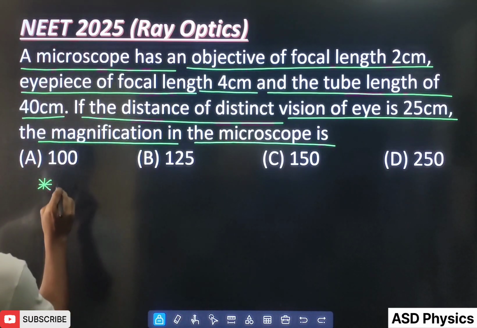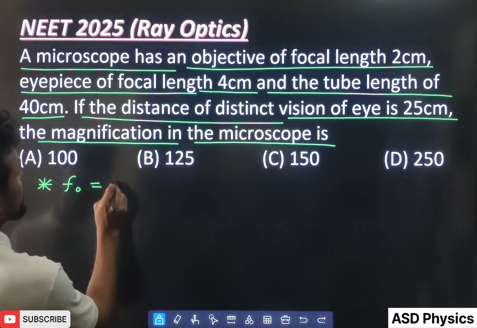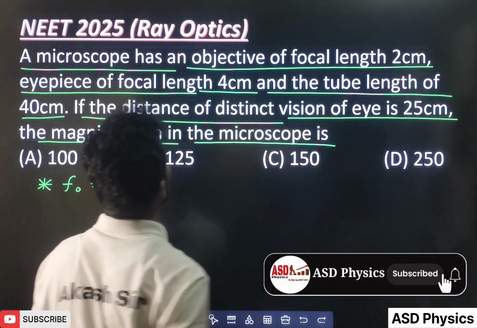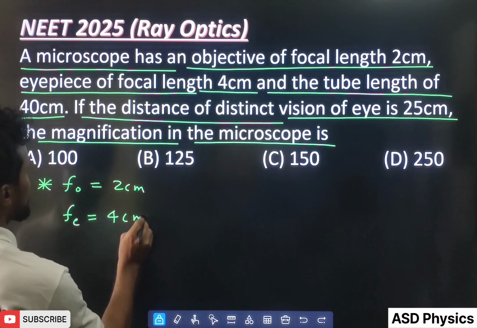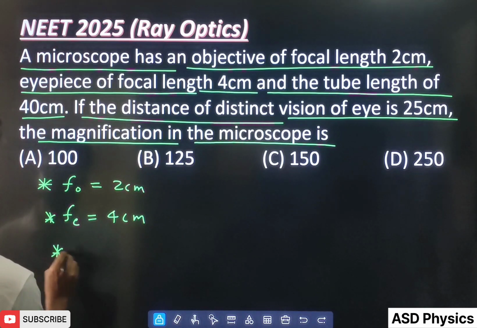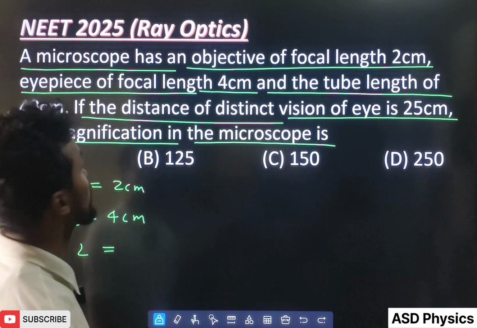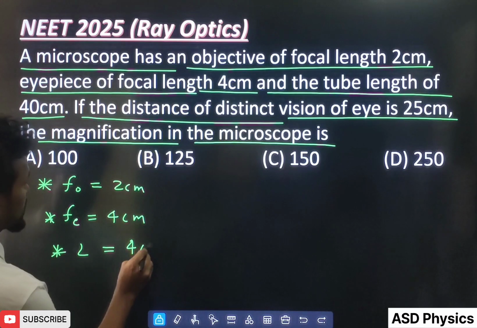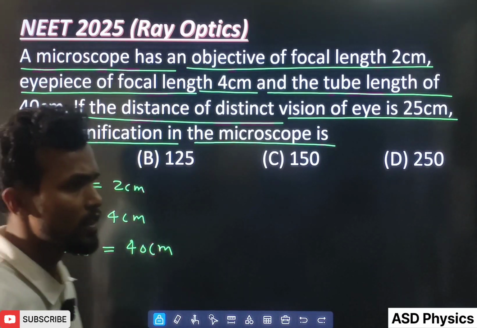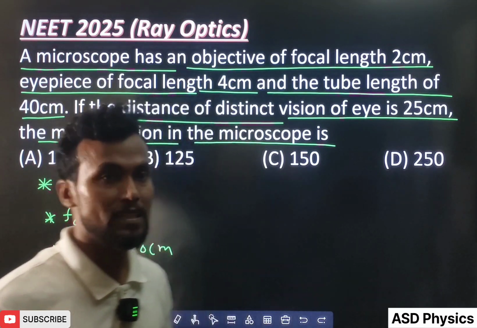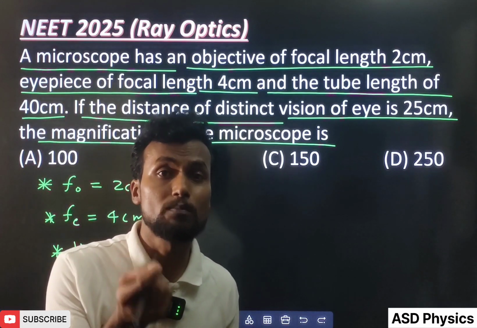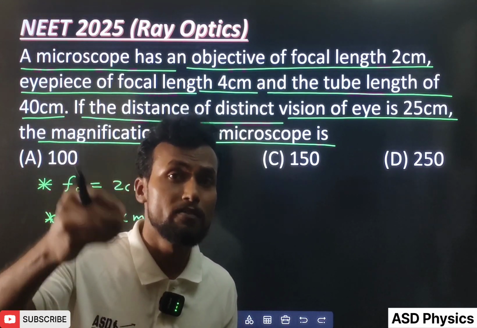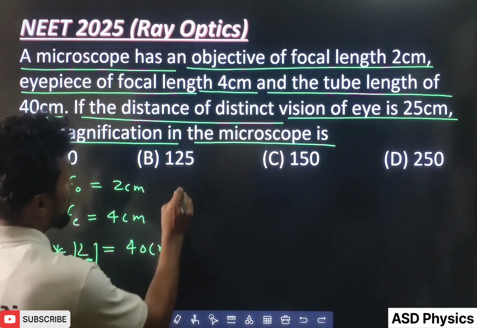Okay, so objective means f0, it is given here as 2 cm. Eyepiece, how much is given here? Eyepiece 4 cm. After that, how much is the length given? 40 cm. But the question arises, is this length for maximum magnification or minimum magnification? Remember that if nothing is mentioned, this is always for the minimum magnification, and this is called the normal adjustment. That means the final image forms at infinity from the eyepiece.